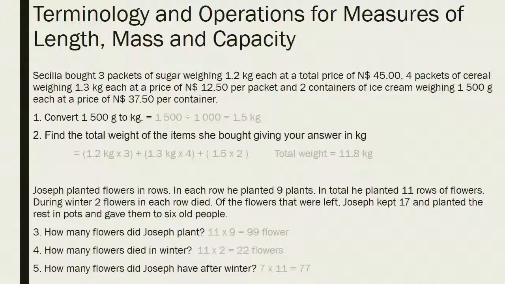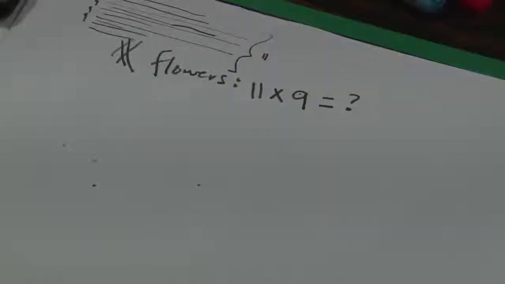So the next one, how many flowers died in winter? What did Joseph say? Joseph said, during winter, 2 flowers in each row died. And we already have our rows. There are 11, and on each one of these, 2 died. So if you take 2 out of those 9s, 2 died on each, 11 of them. You come to number 1, you take off 2. You go to number 2, you take off 2. You go to number 3 until you come to row 11. You keep taking out 2 because they died.